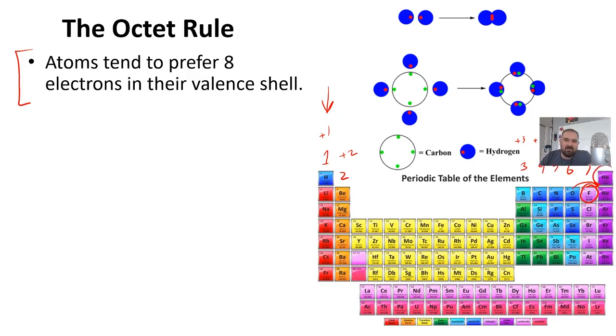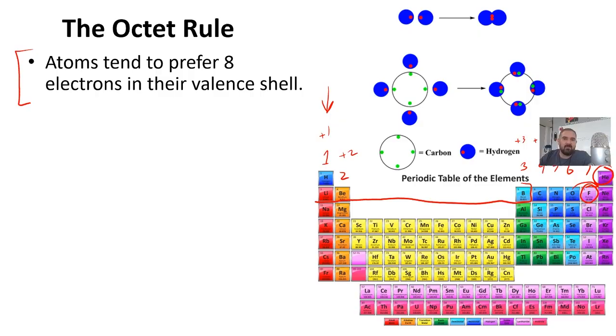Another exception to this is the fact that helium only has 2 electrons in its octet. So helium doesn't really follow the octet rule, and neither do these elements right here: boron, beryllium, and lithium. Rather than wanting 8, all of them want 2. So boron gets the 2 by losing 3, beryllium loses 2, and then lithium loses 1. So those are the exceptions to the octet rule.